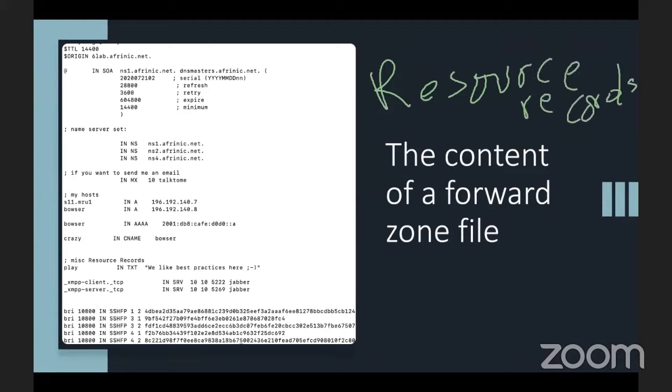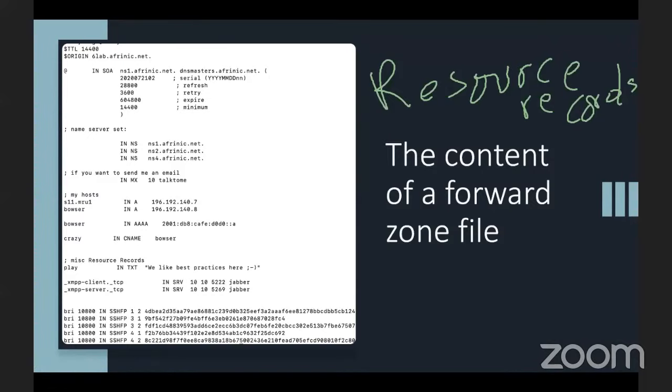Okay. So in the chat, can some people tell me what resource records you see in this file, for instance? In the file you have on the screen right now, how many kinds of resource record can you see? Okay. People are starting to think of it. I see a lot of people typing, okay, but some are not here.